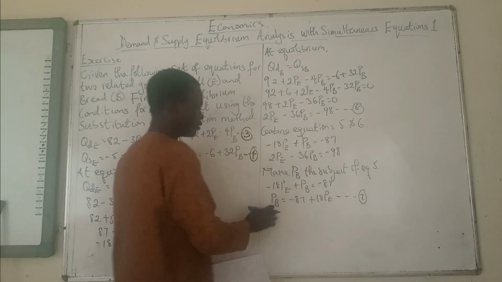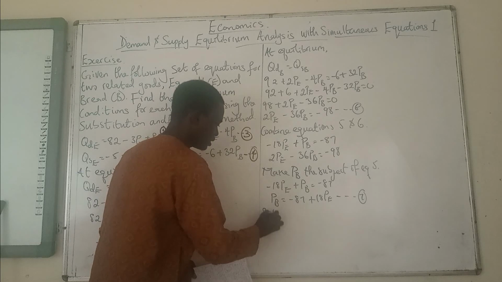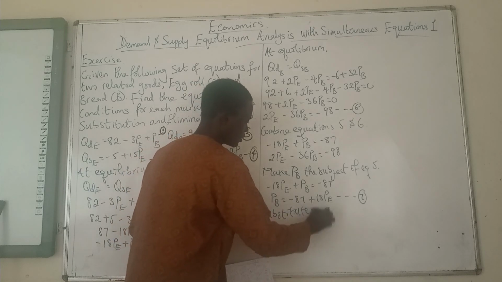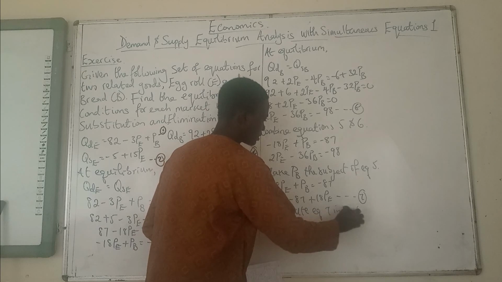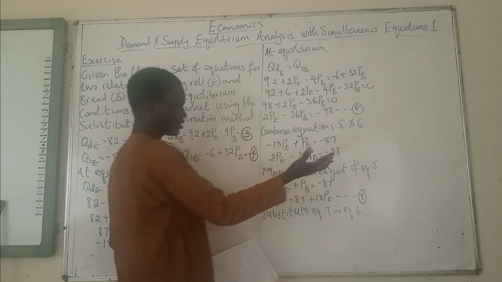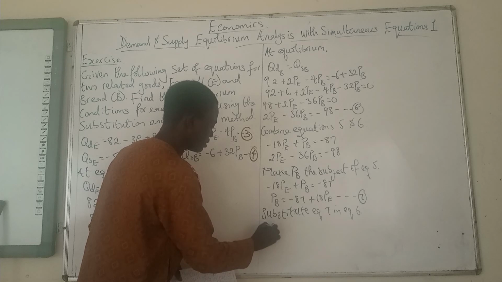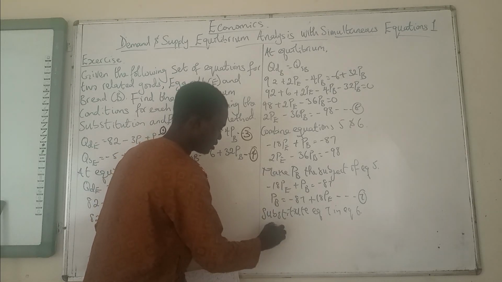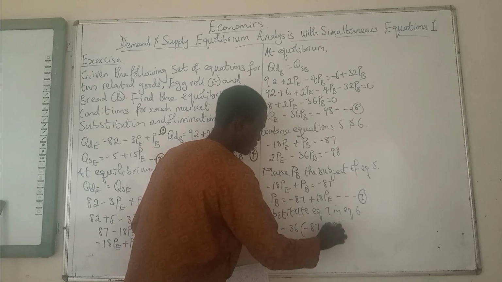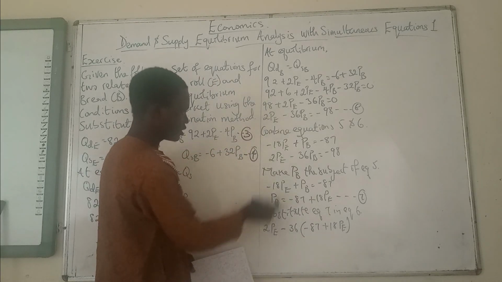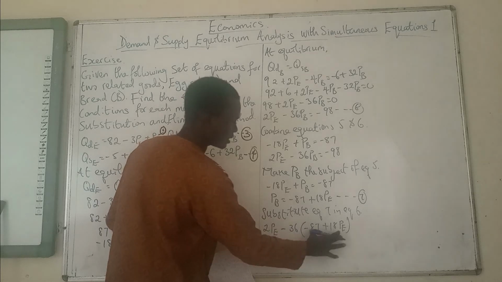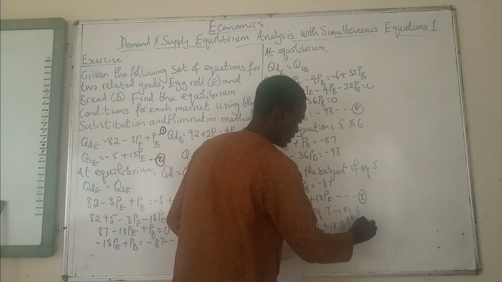The next thing I'm going to do is where substitution comes into play. We substitute equation 7 in equation 6. Equation 5 was the one we made the subject of, so whatever we got, we substitute it into equation 6. So we have 2 PE minus 36 into brackets, minus 87 plus 18 PE. What we had for PB before, we lift all of this and place it where PB was, and all of this equals minus 98.